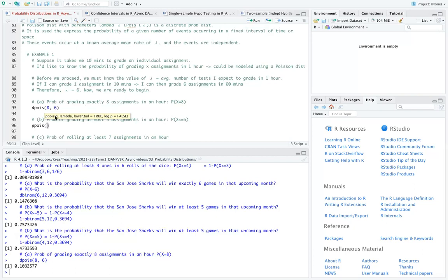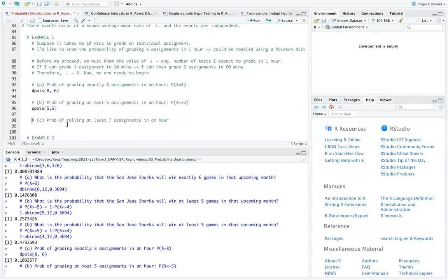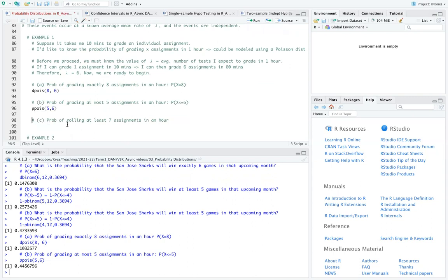So that's the value. For Q, you put in the number 5, and lambda is equal to 6. We can ignore the other arguments for now. The answer is 0.44568. The last one, probability of at least... sorry, this is not rolling, this is grading.